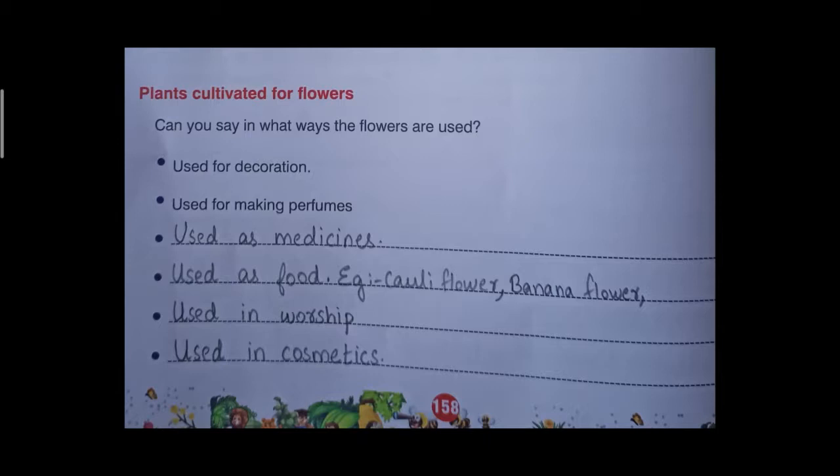Used for decoration. Yes, flowers are used for decoration. Used for making perfumes. Used as medicine. Some flowers are medicinal. And used as food. Cauliflower, banana flower that we are eating. Used in worship. In temples and all, these flowers are used for worship. Used in cosmetics. You know that for making some cosmetic items, the flowers are useful.